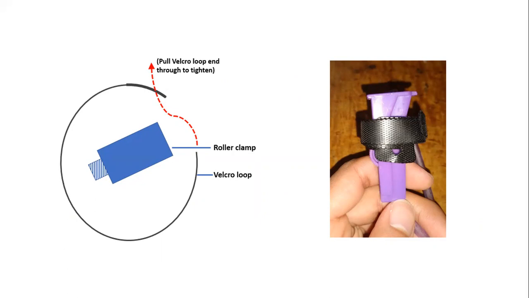Other ideas that were considered were using tape or rubber bands, or even 3D printing some sort of custom housing to secure the roller clamp's wheel. But after weighing the pros and cons of each potential solution against each other, we decided to proceed with the Velcro solution.